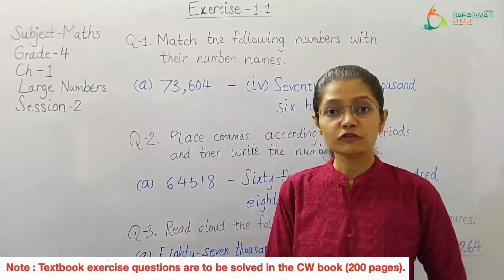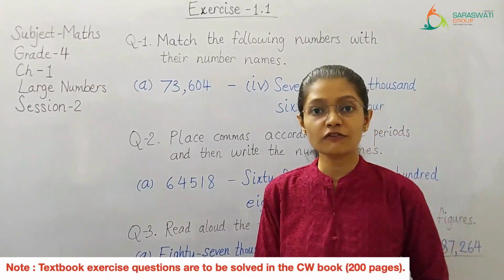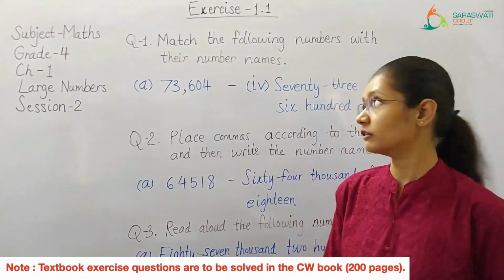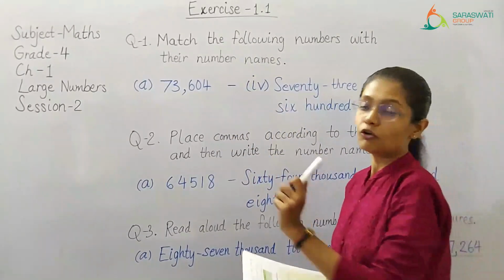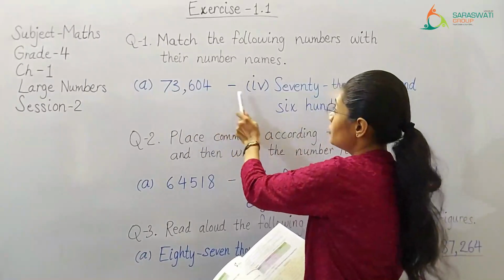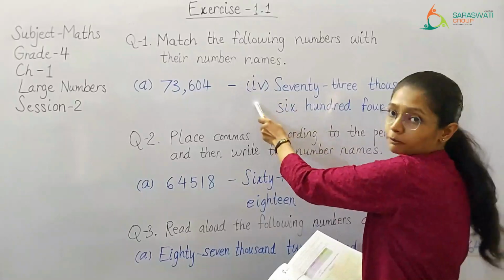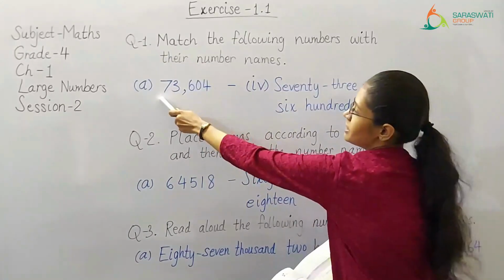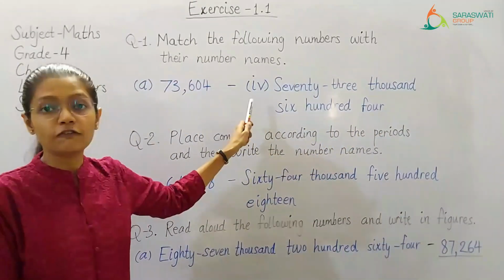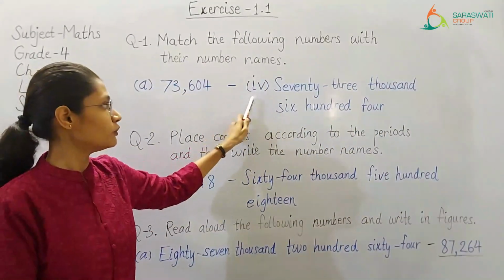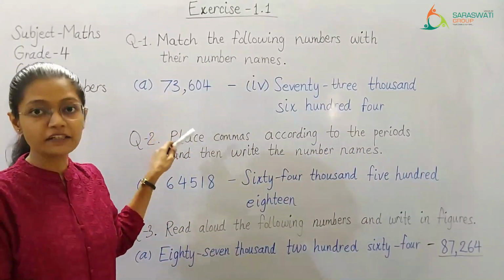Now students, you have to solve exercise 1.1 as homework in your notebooks. So let us solve 1 sub question for each main question. So in the first question, you have to match the numbers with their number names. So you have to write the number and then put a hyphen and write the correct number name along with the correct option. So this number is 73,604 and it is the 4th option. So I have written 4th option along with the correct name. Like that you have to solve the remaining sub questions.